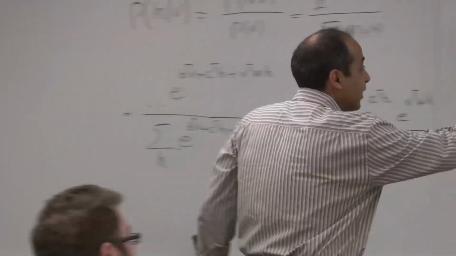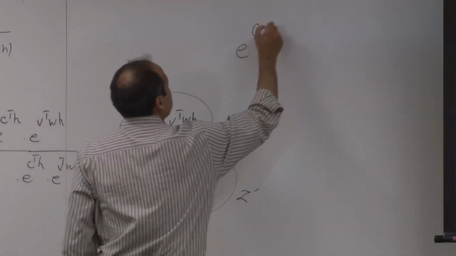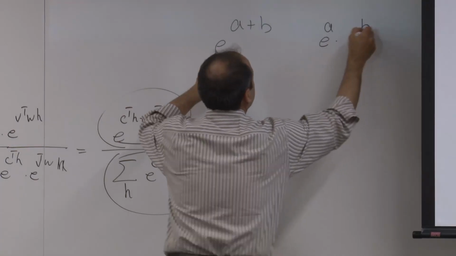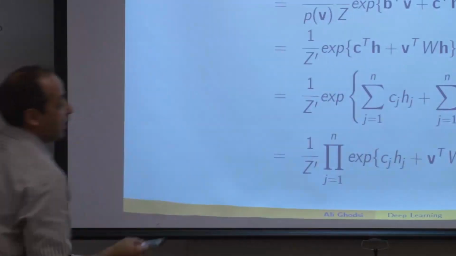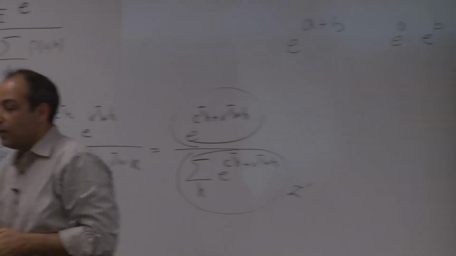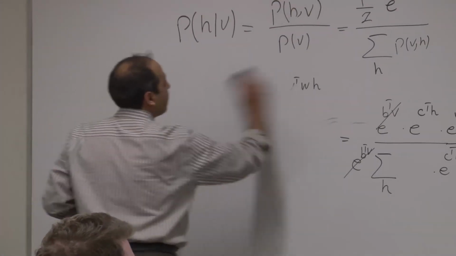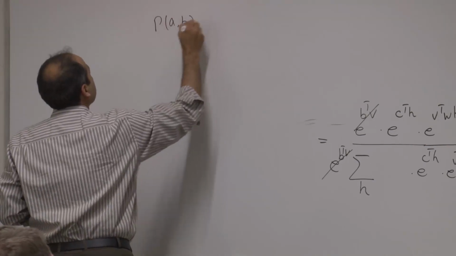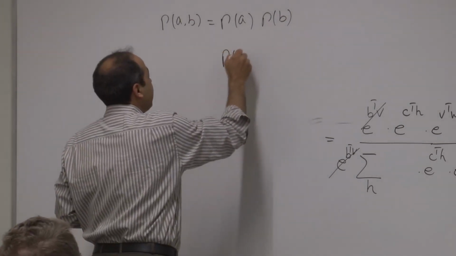Could you repeat the last line you said about the independence? Here I have exponential of sum, right? If I have e to the power of a plus b, it's e to the power of a times e to the power of b. So exponential of sum is product of exponentials. Here I have exponential of sum, I can write it as a product of exponentials. If I have probability of A and B, and I can write it as probability of A times probability of B, it means they are independent. If they are not, I have to write it as probability of A times probability of B given A.